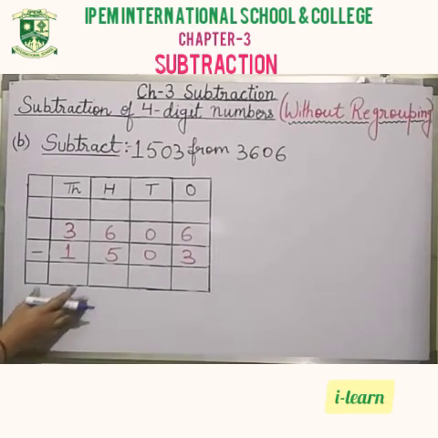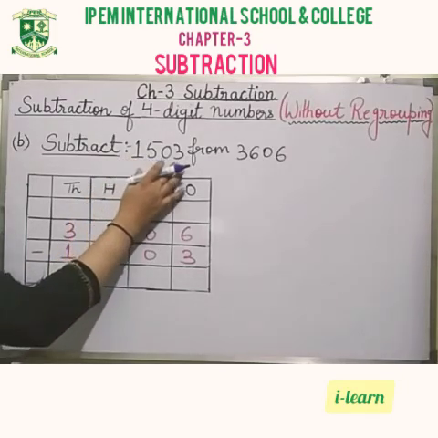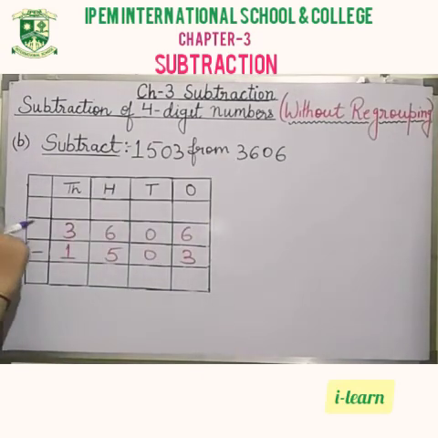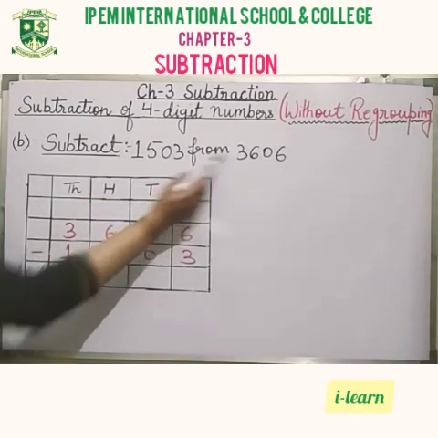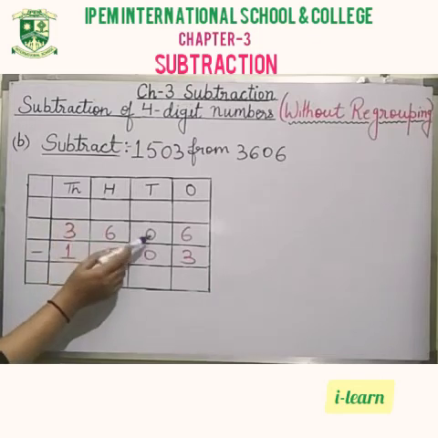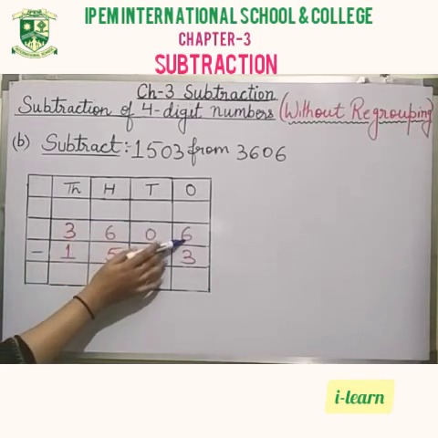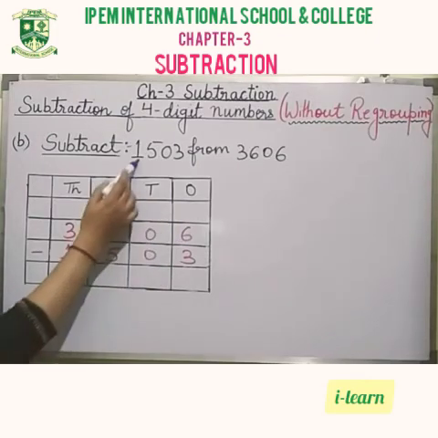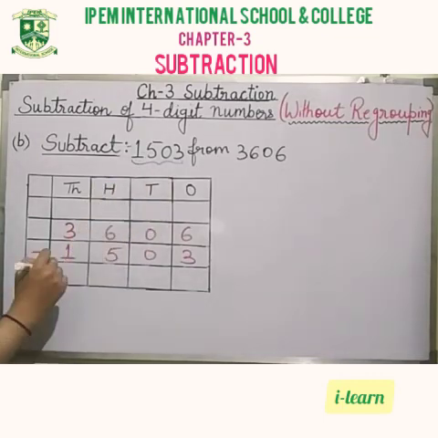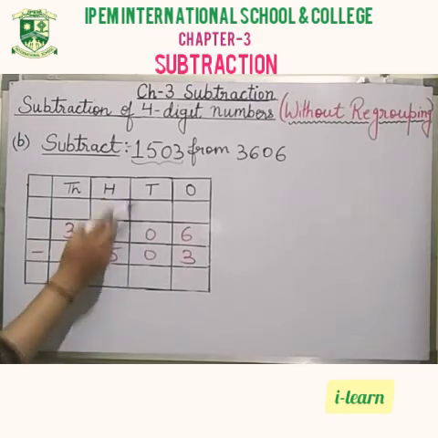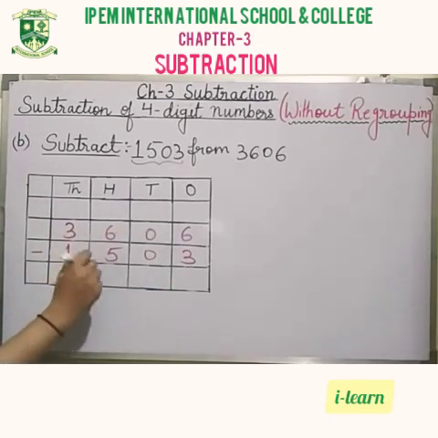Children, now see the second example. Here we have to subtract 1,503 from 3,606. So how will we arrange? We will arrange the bigger number first. 3 will come under thousands column, 6 will come under hundreds column, 0 will come under tens column and this 6 will come under ones column. Now below these digits we will arrange this number. So 1 will come under thousands column, 5 will come under hundreds column, 0 will come under tens column and 3 will come under ones column.